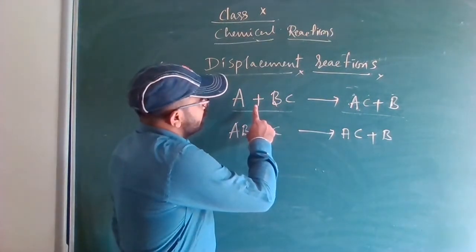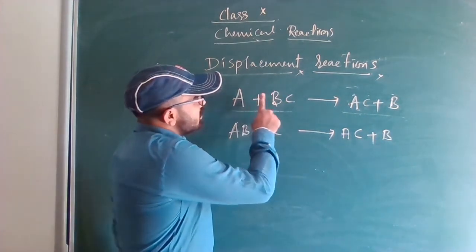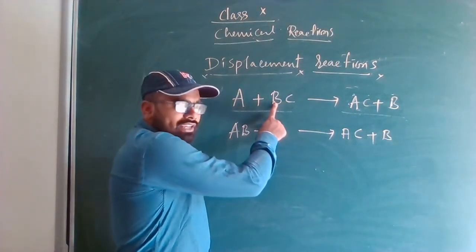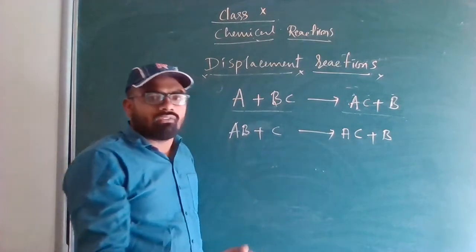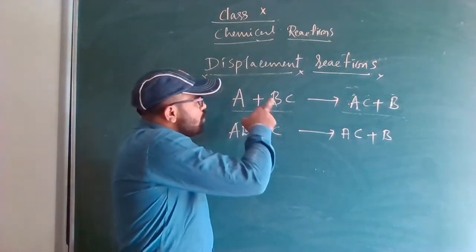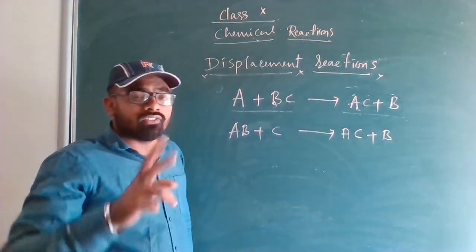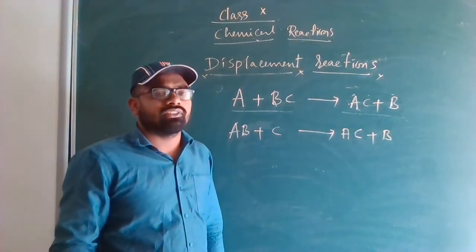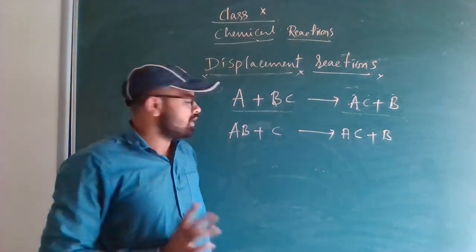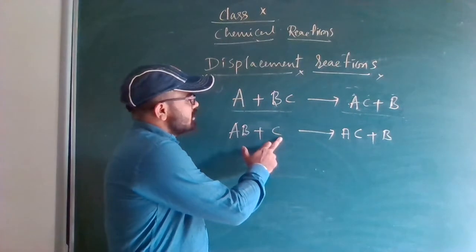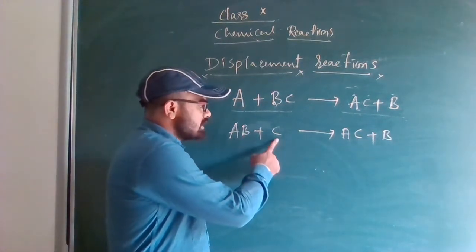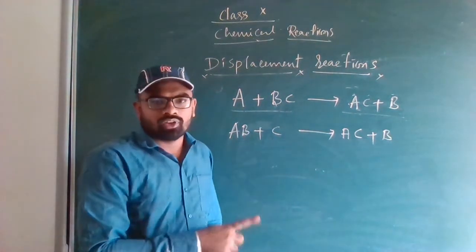Here A is displacing B, right? It is possible when A is more reactive than B. If A is less reactive than B, then it is not possible. Here also the same thing: C is displacing B. C has to be more reactive than B.